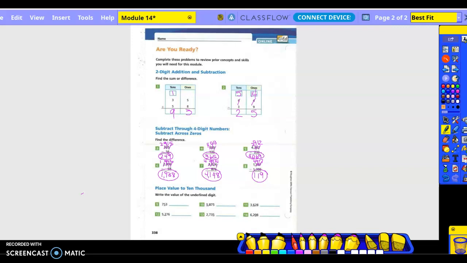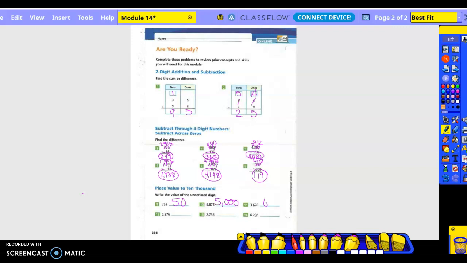Place value to 10 thousands. Write the value of the underlined digit. So what is the value of that? It's in the 10 spot, and there's 5 of those 10, so it would be 50. Okay, next one is in the what spot? Thousands, so it would be 5,000.